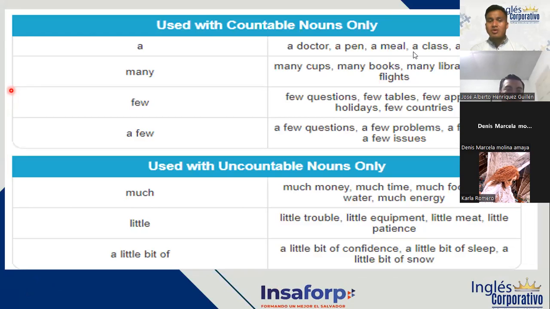Now, here we have another part. Here we have some other examples. So, everyone is going to participate. Todos van a participar. So we're going to start by Jose Alberto. Tell me with A and the examples. A doctor, a pen, a meal, a class, a college. Denise, many. Many groups, many books, many libraries, many flights.